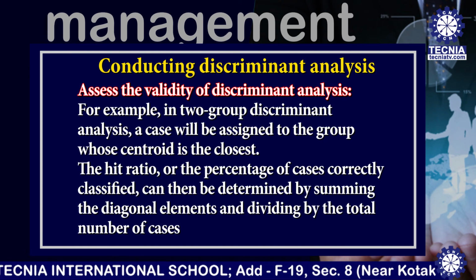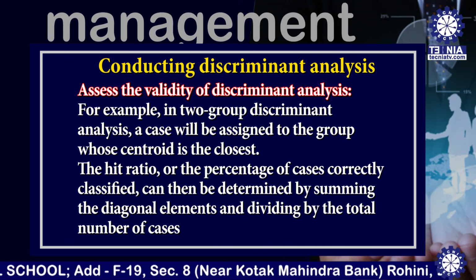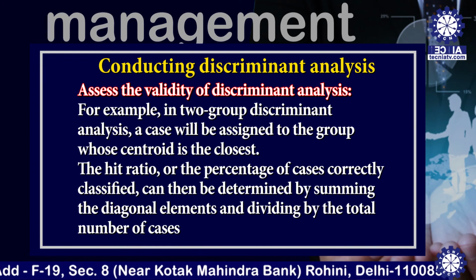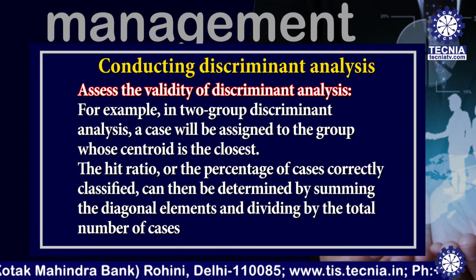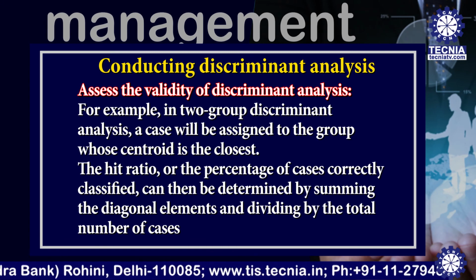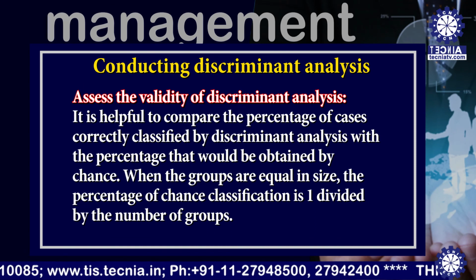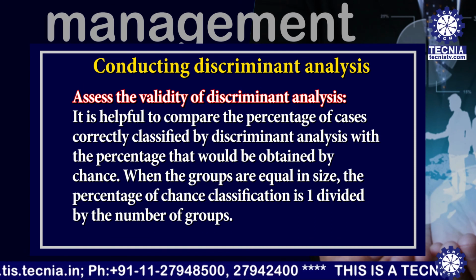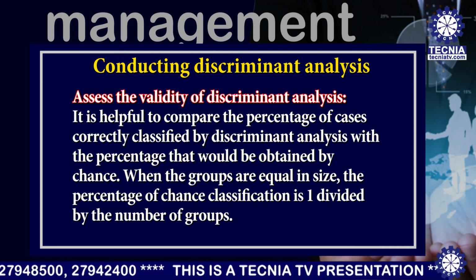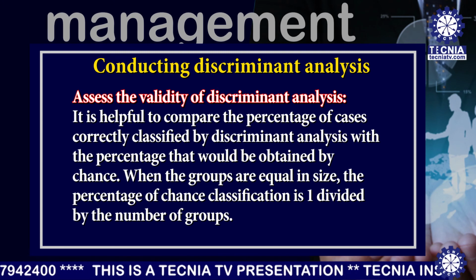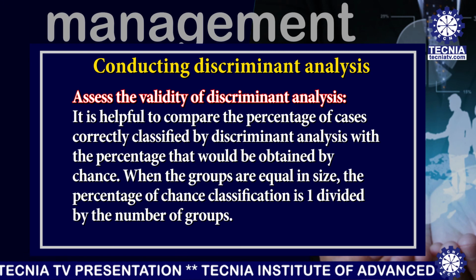For example, in two-group discriminant analysis, a case will be assigned to the group whose centroid is the closest. The hit ratio, or the percentage of cases correctly classified, can then be determined by summing the diagonal elements and dividing by the total number of cases. It is helpful to compare the percentage of cases correctly classified by the discriminant analysis with the percentage that would be obtained by chance. When the groups are equal in size, the percentage of chance classification is 1 divided by the number of groups.